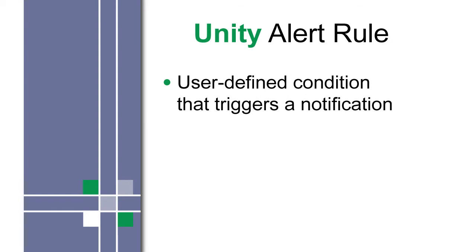Let's take a second to define what a rule is in the terms of Unity Alert. A rule is a user-defined condition that triggers a notification. It may or may not be related to the violation of a WestGuard or Statistical Process Control rule.